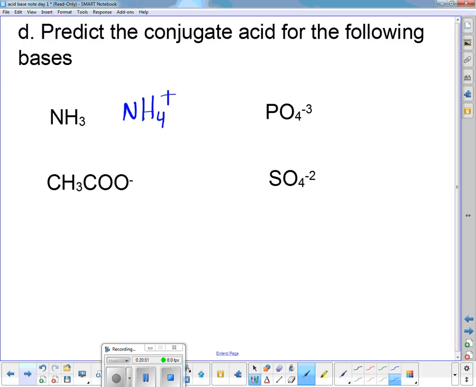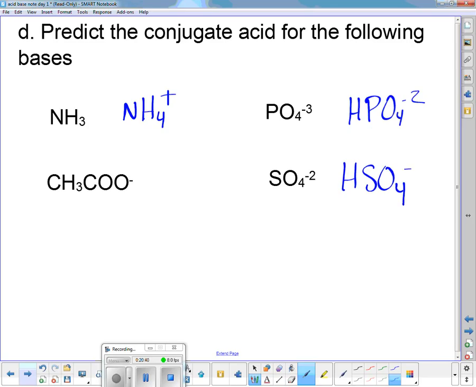Okay, what about this one? Brody, what's this one going to become? It's a base. Okay, HPO4 what? Good. I know, that's awful, isn't it? Okay, what about this one? Right, this one right here. HSO4, what charge? -1.